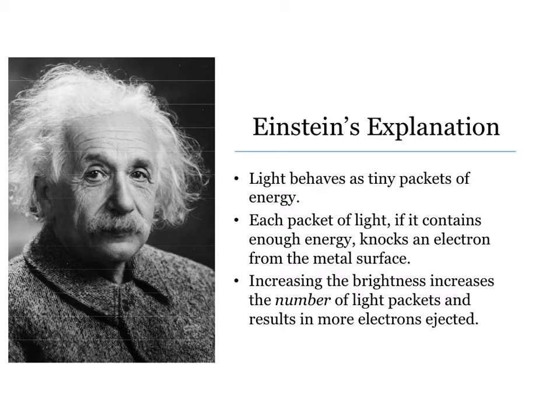Einstein proposed that light behaves as tiny individual packets of energy. If this packet of light has enough energy, it will knock electrons out of the metal. If you increase the brightness of the light, Einstein suggested that you were increasing the number of light packets, which increases the number of electrons ejected. Building off of the equation E equals h nu, we can quantify the energy needed to eject an electron.